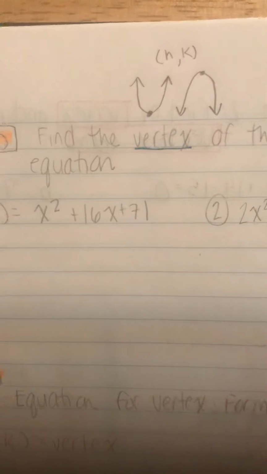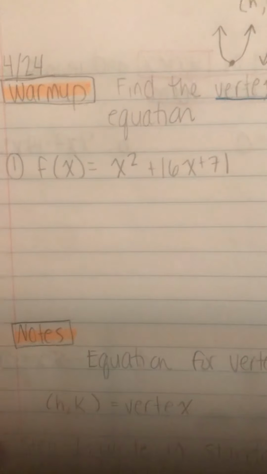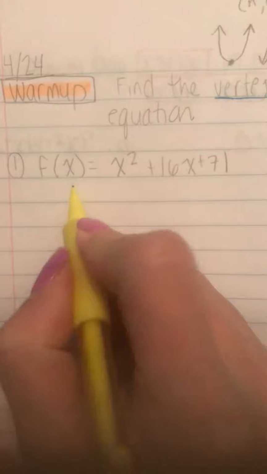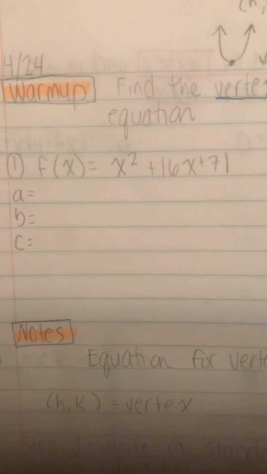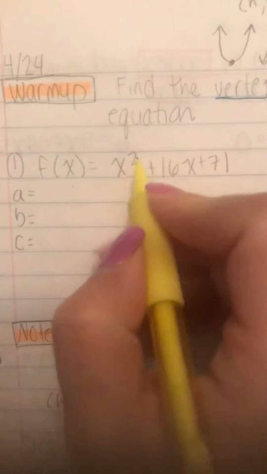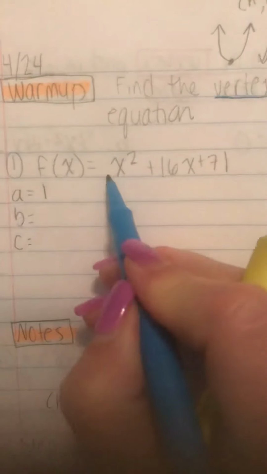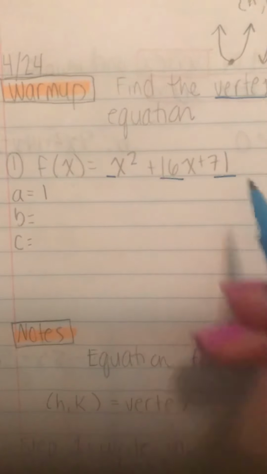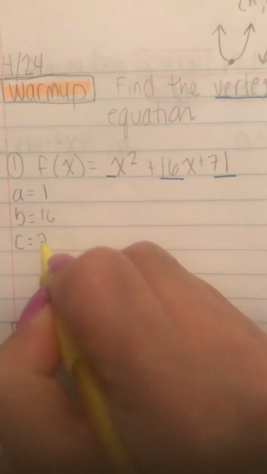Now, you also learned how to find the vertex by the equation. So in number 1, they're giving you an equation and you're asked to find it. How we start this off is we're going to label our A, B, and C. A, B, and C are your coefficients. A is in front of x squared, which is going to be 1. B is in front of x, which is going to be 16, and C is 71.